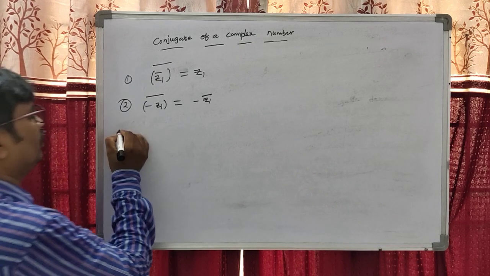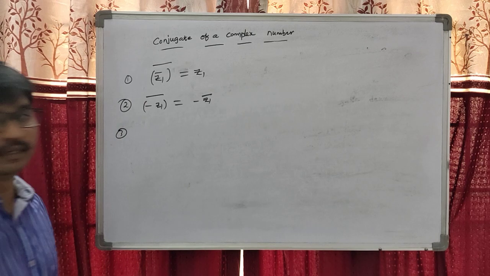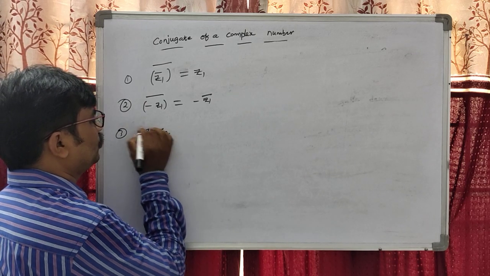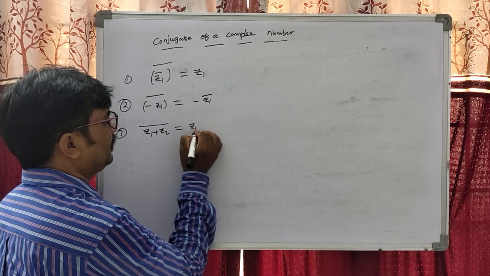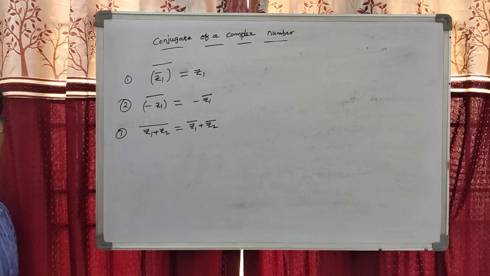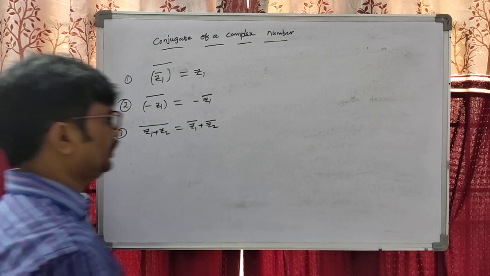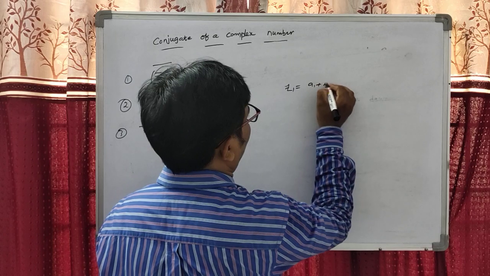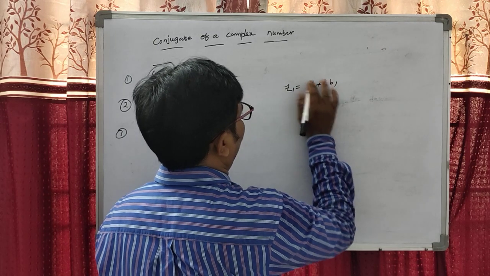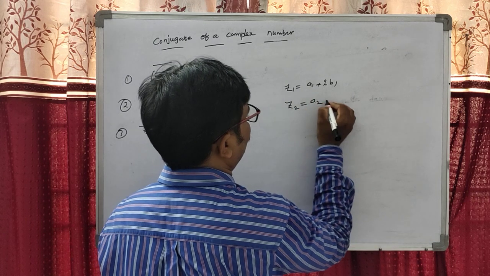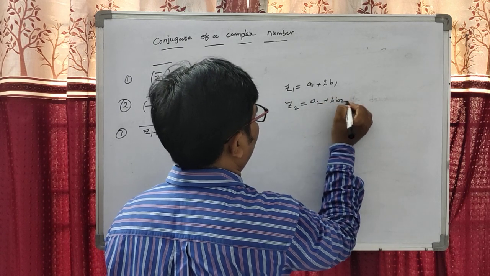The third property, students: if you are taking two complex numbers, (z1 plus z2) whole bar can be written as z1 bar plus z2 bar. If you have any doubts, just take an example, students. Suppose z1 is a1 plus ib1 and z2 is a2 plus ib2.